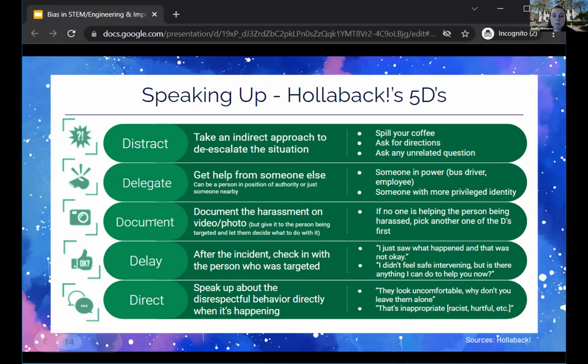Document, this one's again for something like street harassment, which is what Hollaback really focuses on, but they do all kinds of bias. Sometimes it can be good to write down what you saw, especially in a workplace, right, where someone's discriminated against. That documentation can really help if they do decide to take action or go to HR.